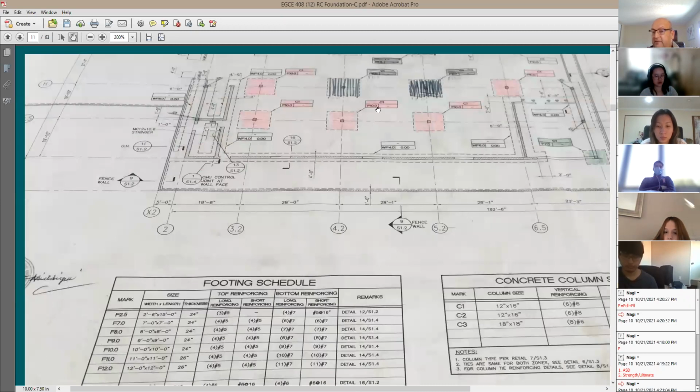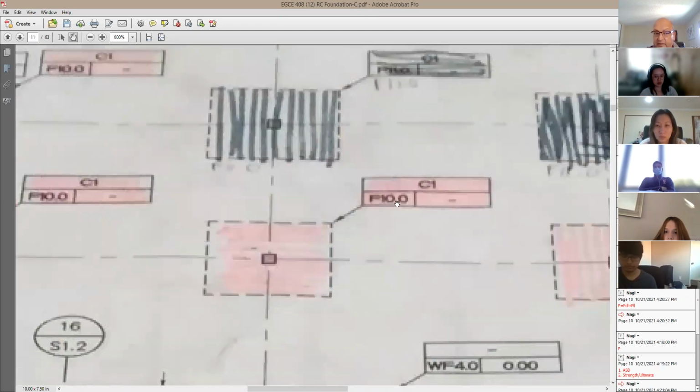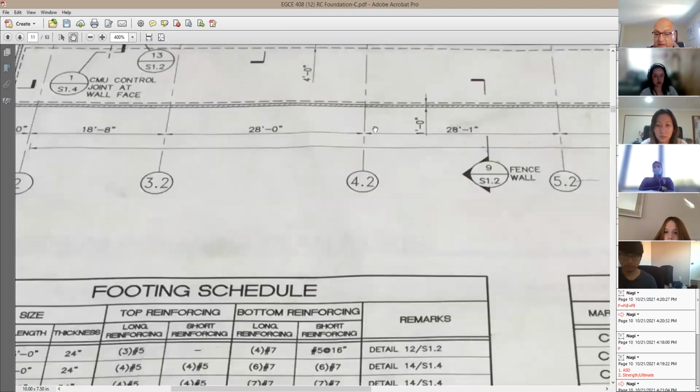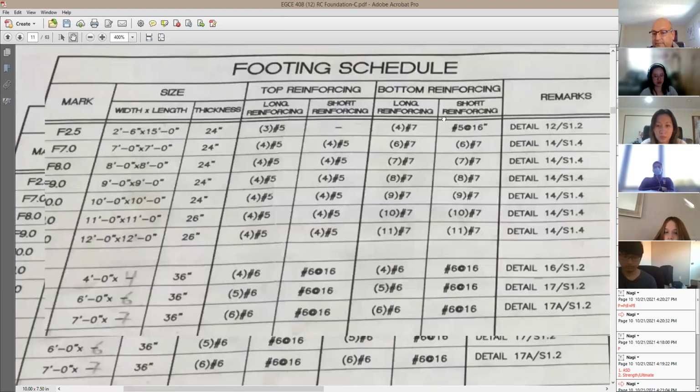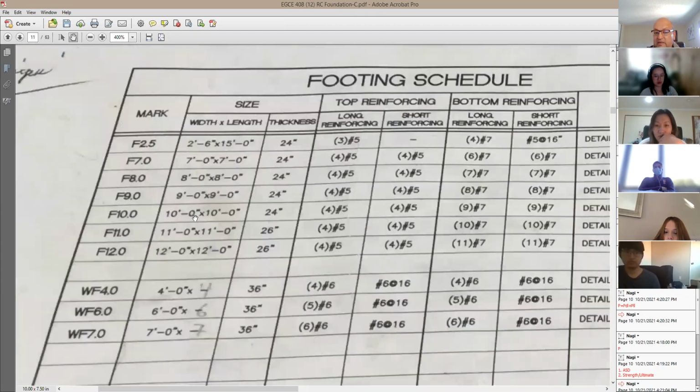So we have some pads here, as you see there, right? We have more than one pad. And the mark for this footing says F10, F10, F10, F10. So what is F10? F10 is going to be right here. We're going to be looking at the footing schedule. It says here's F10, and the length and width is going to be 10 feet by 10 feet. So we have actually here a square footing. The thickness of the footing, which means total thickness, is going to be 24 inches.